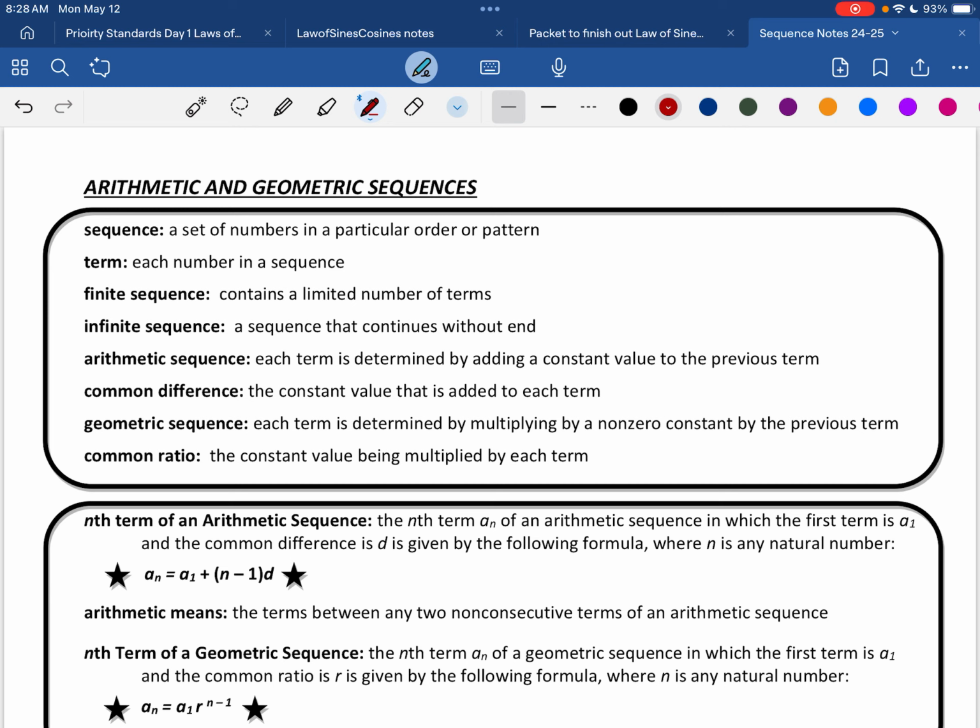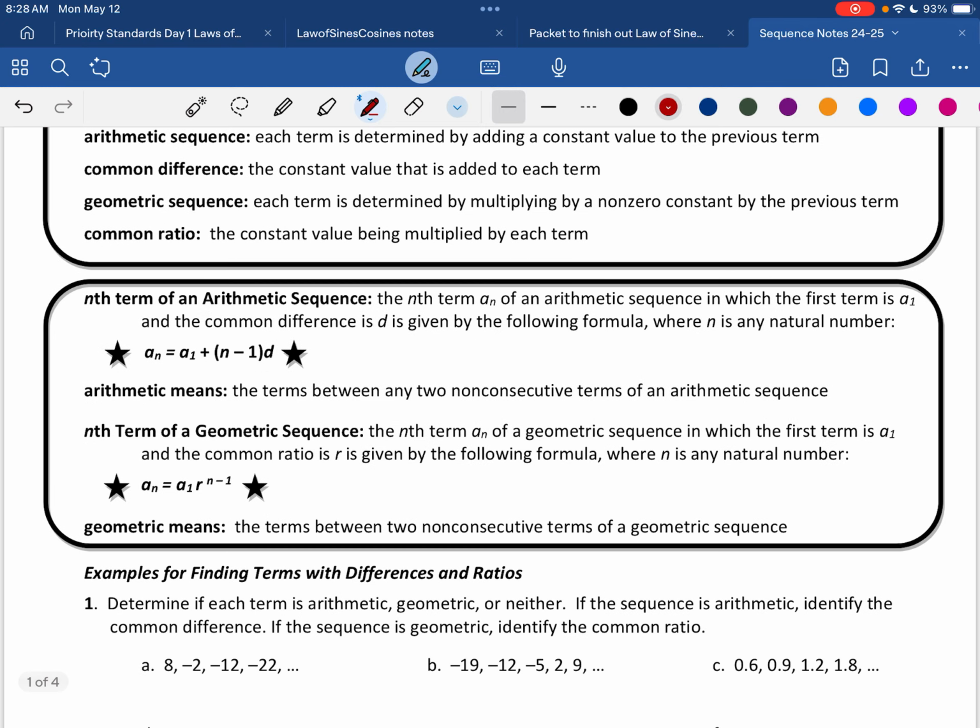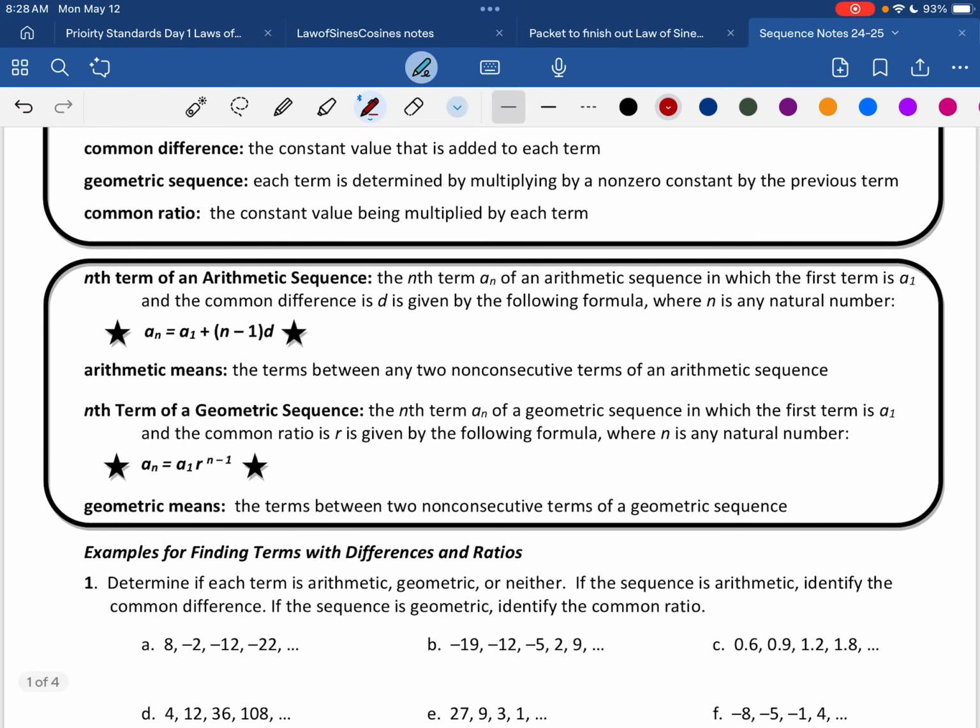Common difference is important. That's your D value. Geometric sequence, common ratio. So the terms of the sequences are defined by the formulas with the stars around them. N is any natural number.